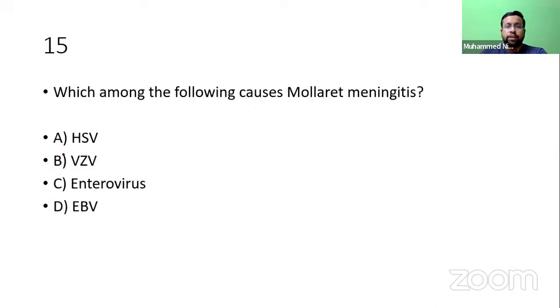Question number 15. Which among the following causes aseptic meningitis? Again, I'm happy that we discussed this when we discussed HSV. The options include HSV, VZV, enterovirus, and EBV. You know that among the herpes viruses, HSV-2 is the most common cause of meningitis, whereas HSV-1 is the most common cause of encephalitis.